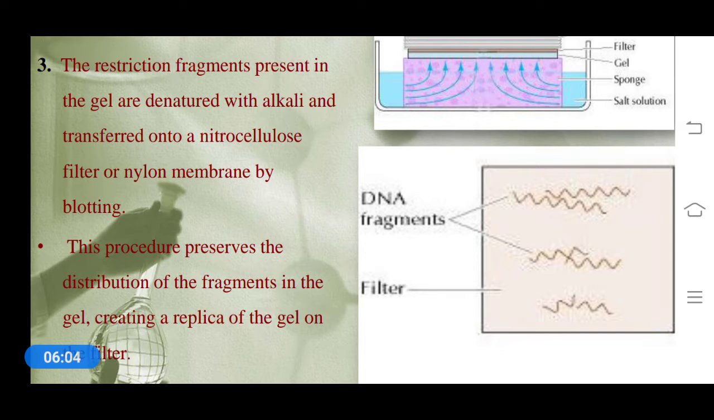Finally, these bands are transferred onto the nitrocellulose paper or nylon membrane. After that, we bake this nitrocellulose paper to fix the DNA bands onto it. The next process is hybridization.